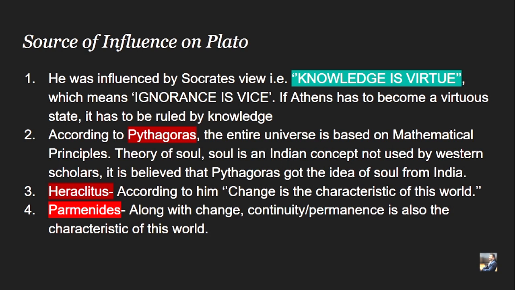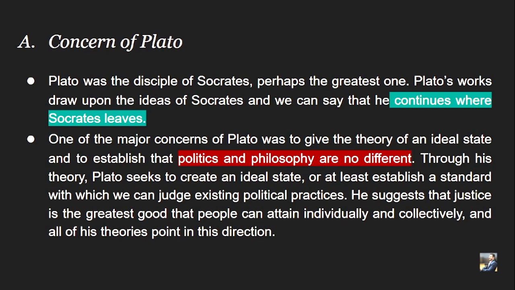Okay, on the other side, there is Parmenides who also says that continuity with permanence is also the characteristic of this world. Change is not only the characteristic of this world, but there is also a sense of permanence which is also the characteristic of this world. Okay, so he is somewhere trying to balance out the statement given by Heraclitus. Okay, so these were the four influences on Plato.